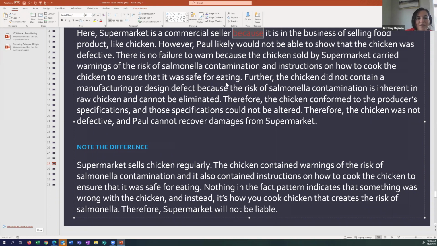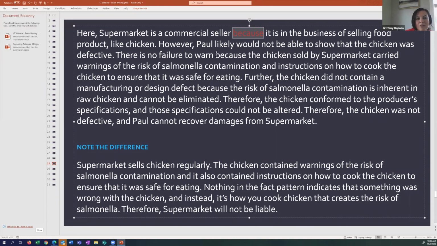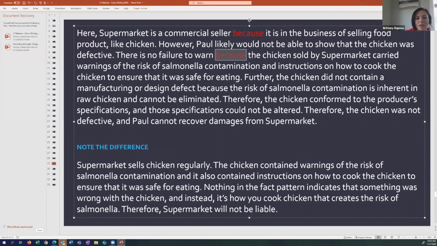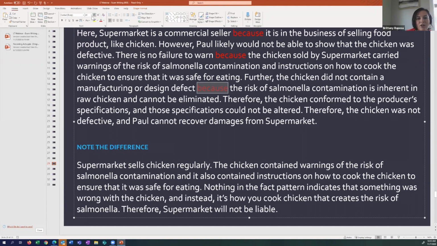So we have student here. Supermarket is a commercial seller because it is in the business of selling food products like chicken. However, Paul would not be able to show that the chicken was defective. There is no failure to warn because the chicken sold by supermarket carried warnings of the risk of salmonella contamination and instructions on how to cook the chicken to ensure that it was safe for eating.